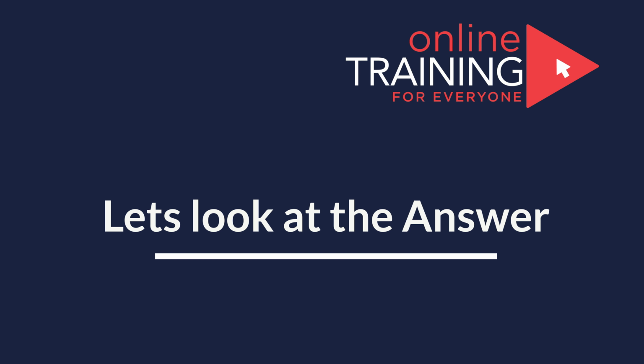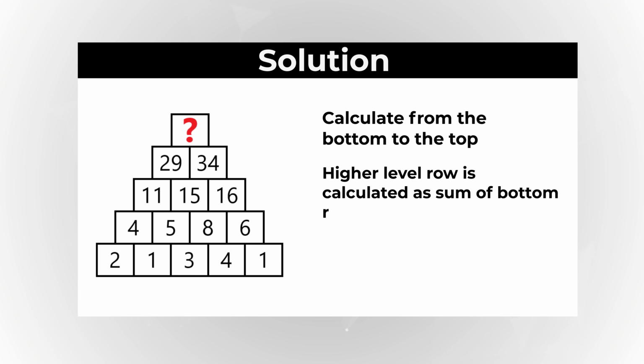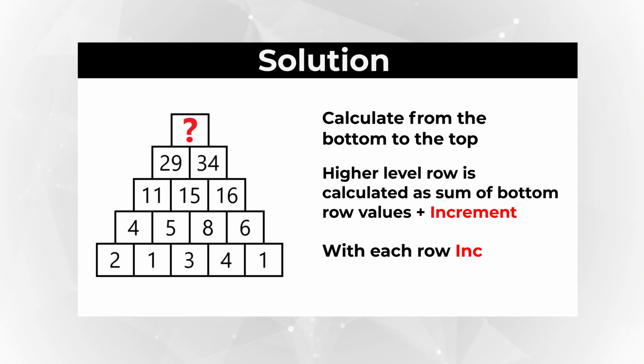Tricky problem, don't you think so? But the solution to this challenge is really simple. To calculate it correctly, you need to move from the bottom to the top. And if you look closely at the pyramid, you will notice that the higher row is calculated as the sum of bottom values plus the increment. An increment also increases with each row by 1.